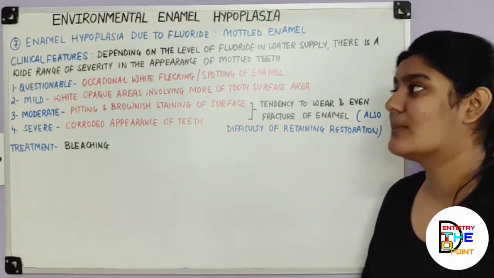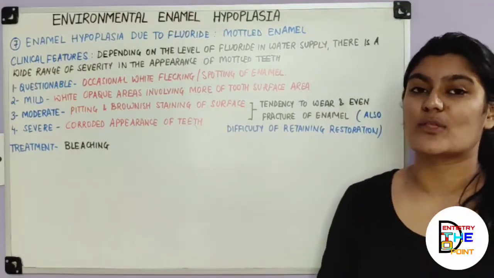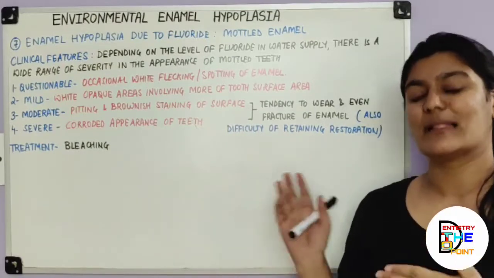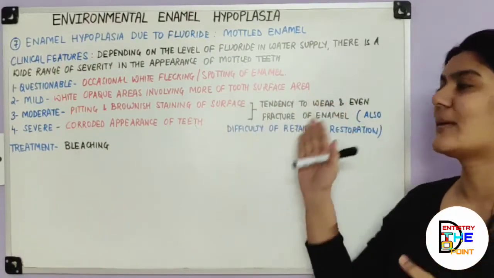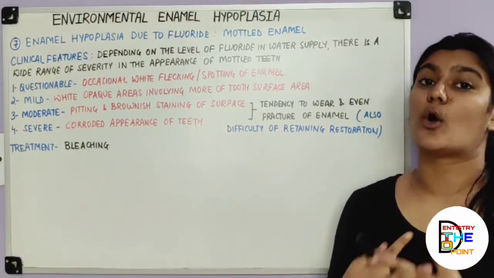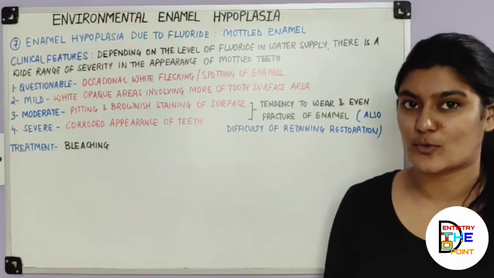It is also a very important topic, and I would highly request you to also see amelogenesis imperfecta, which is nothing but hereditary enamel hypoplasia, so that you get a better understanding of both the things, and if a long note question is asked, you are able to write both of these.